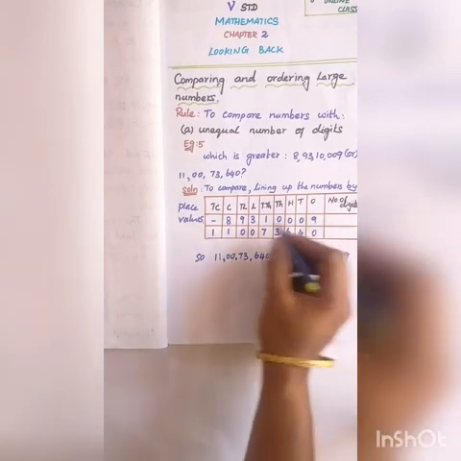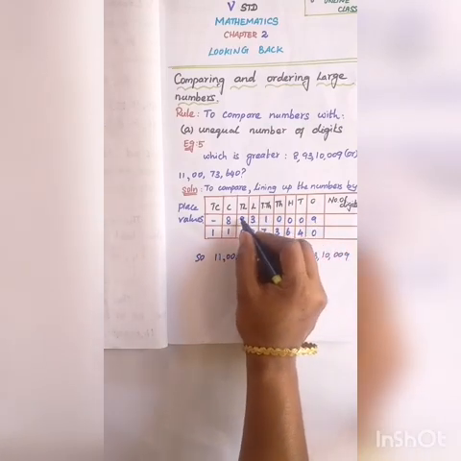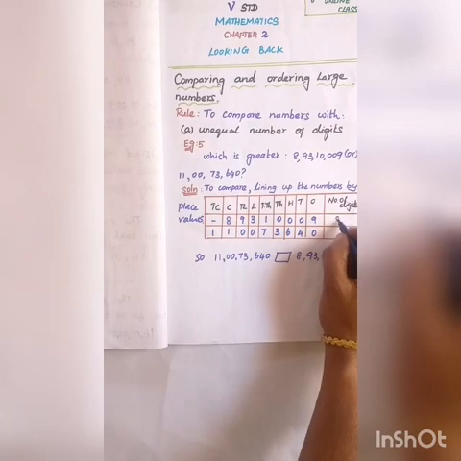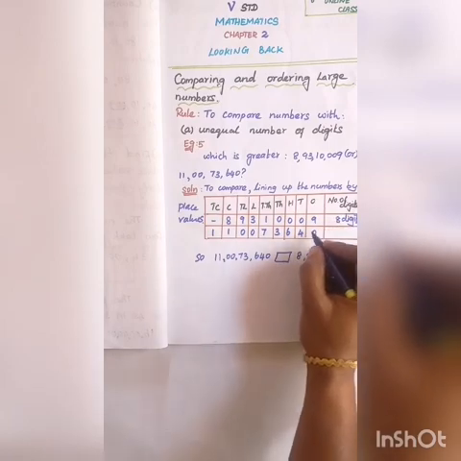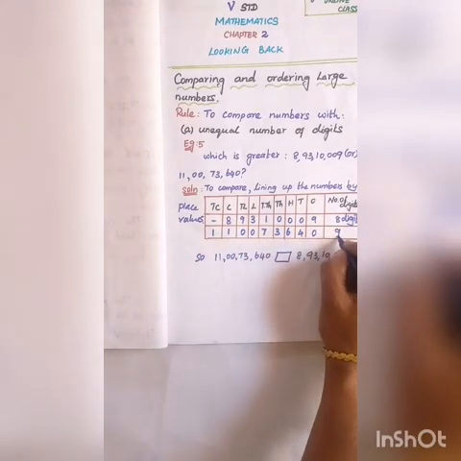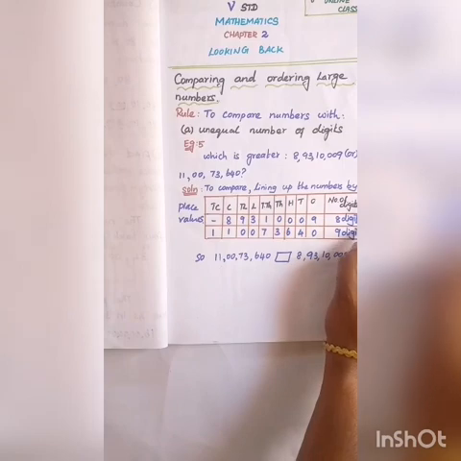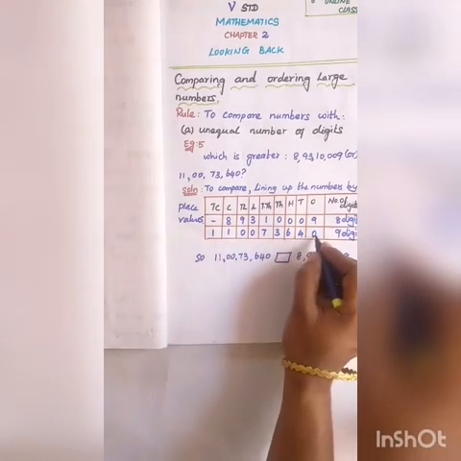Look at this. Count the number of digits here. 1 2 3 4 5 6 7 8. Here you have 8 digits. Here you have how many digits? 1 2 3 4 5 6 7 8 9. Here you have 9 digits. So absolutely, which is greater, 8 or 9? Yeah, 9. This is the greater.